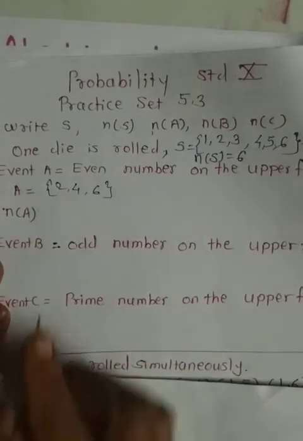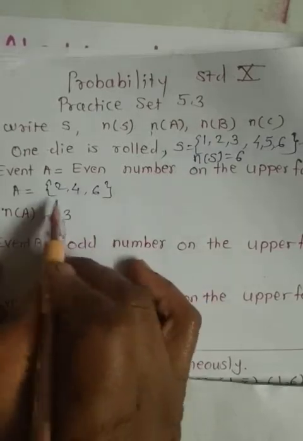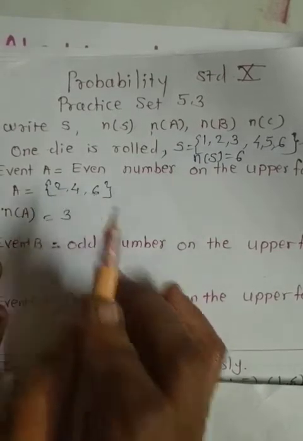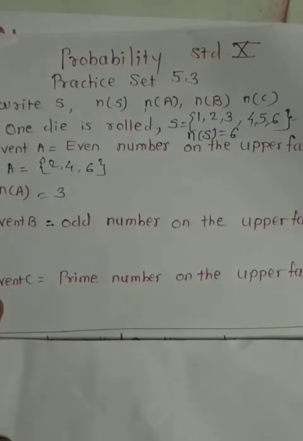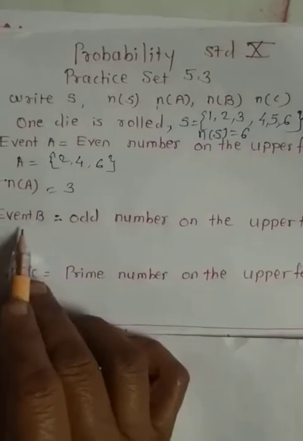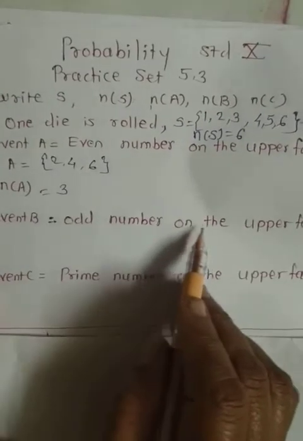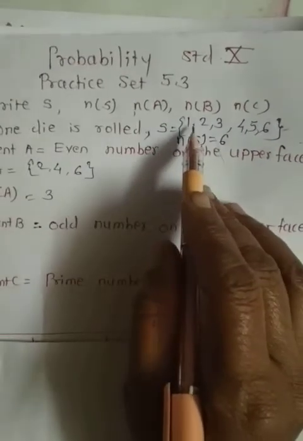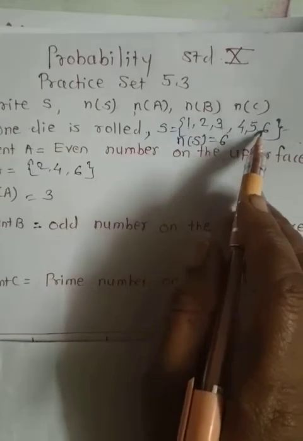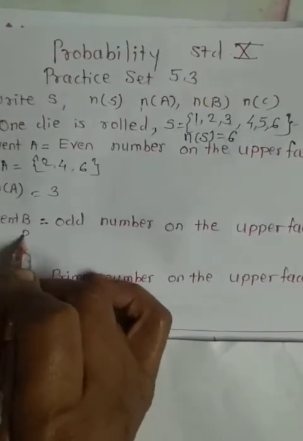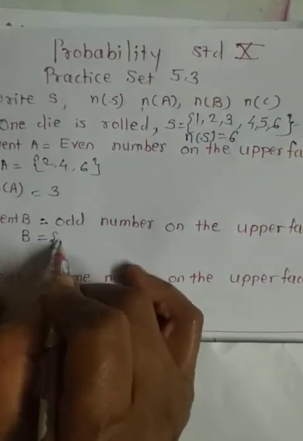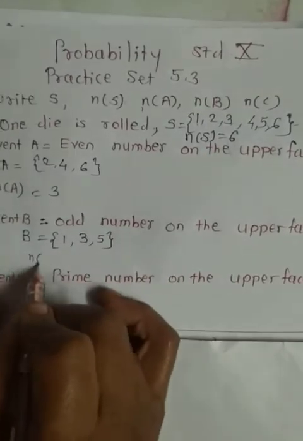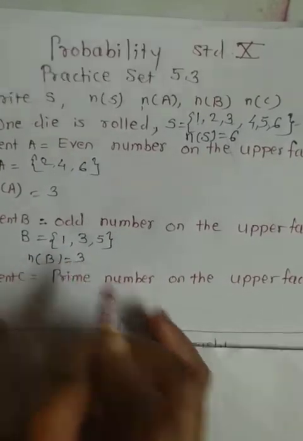Now n(A) is equal to 3 as there are 3 sample points in this event A: 2, 4 and 6. Now see the second event B, odd number on the upper face. Now we have to choose only odd numbers. They are 1, 3 and 5. And that's why event B is {1, 3, 5}. n(B) is equal to 3 again.